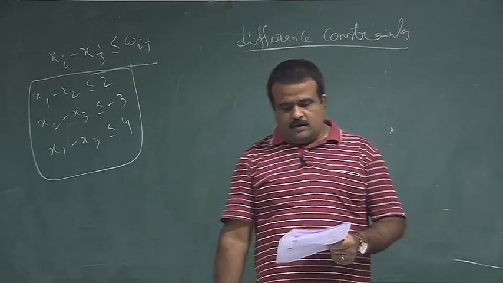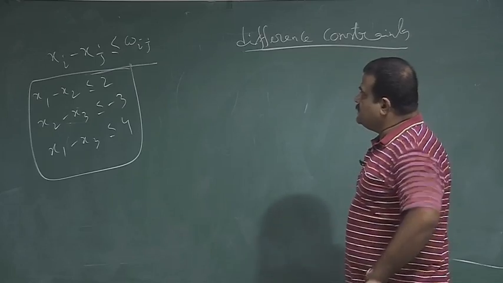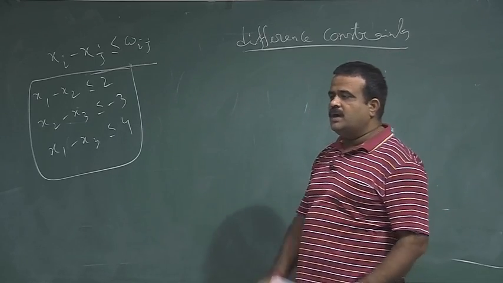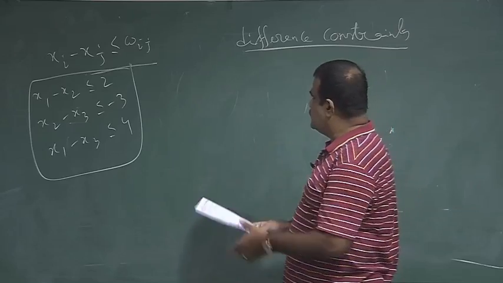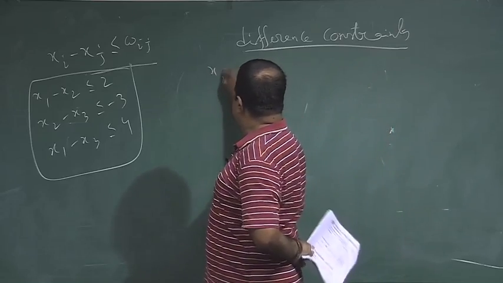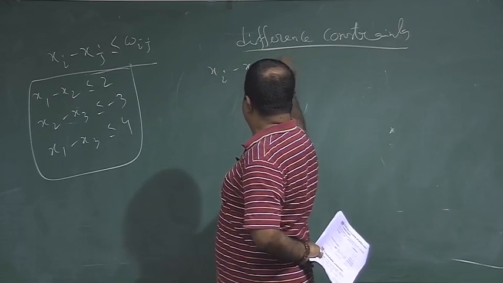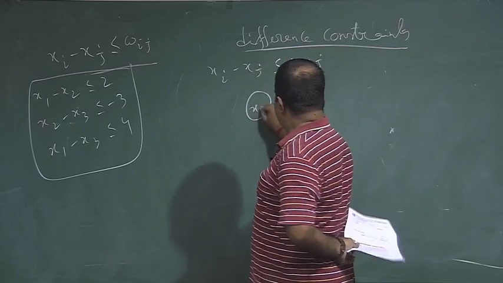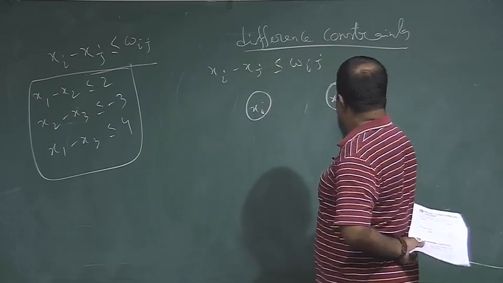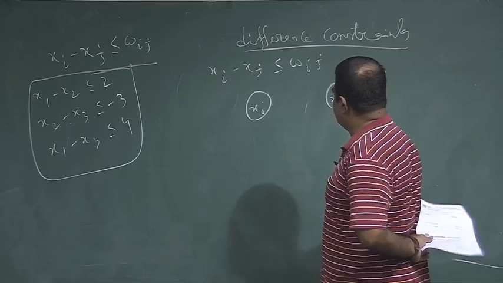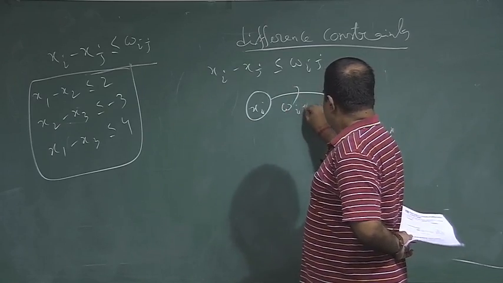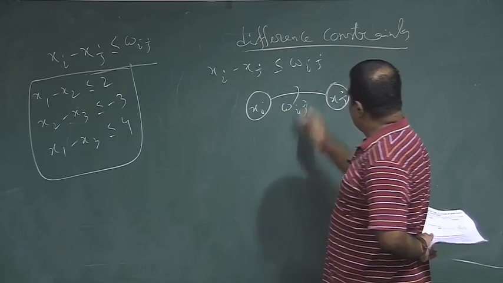Okay. So, suppose we have some inequalities like this, how can we view this as a graph? Basically, suppose we have x i minus x j less than or equal to w i j. We will create two nodes, v i and v j, and then we will have an edge from this node to this node with this weight.